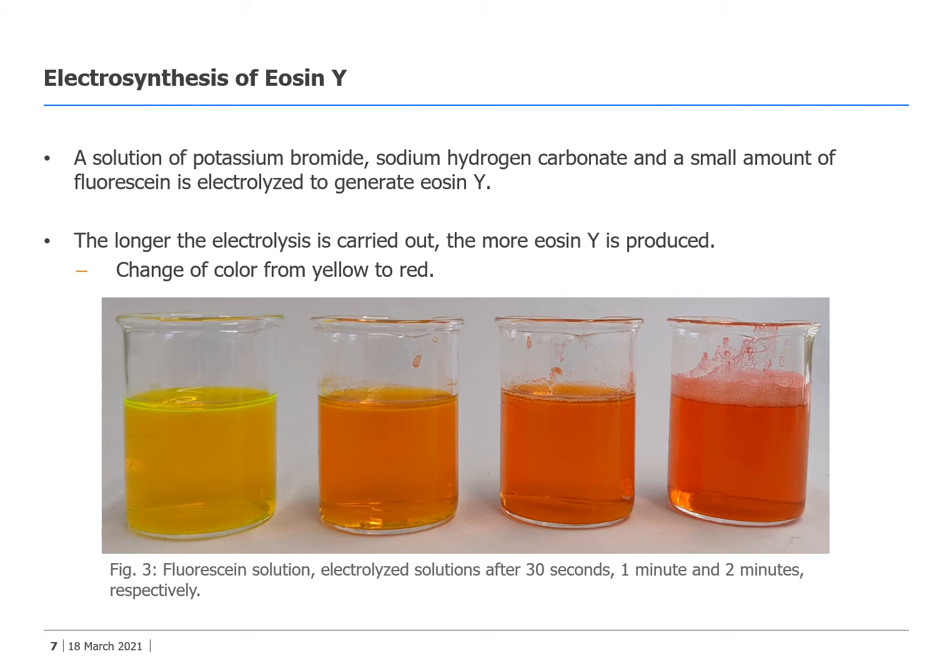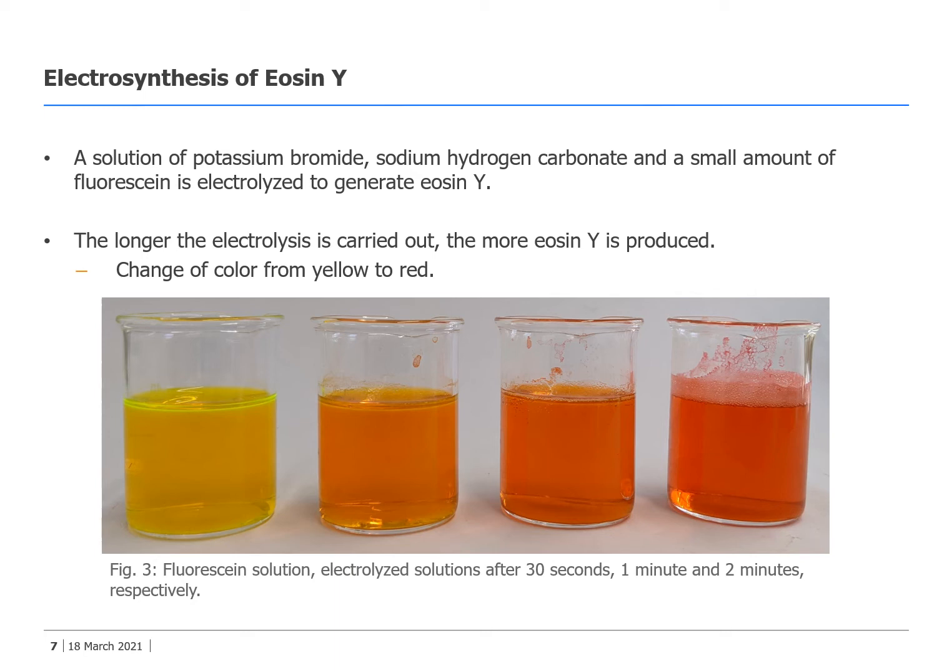The synthesis of eosin Y is done in a simple way with methods which are already known in chemistry class. A solution of potassium bromide, sodium hydrogen carbonate and a small amount of fluorescein is electrolyzed to generate eosin Y using graphite and iron electrodes. In Figure 3, the solution can be seen at different electrolysis times. On the left, the non-electrolyzed solution is shown for comparison, and on the right, the solution can be seen at 30 seconds, 1 minute, and 2 minutes of electrolysis. The longer the electrolysis is carried out, the more eosin Y is produced. This is shown in the change of color from yellow to red depending on the time.